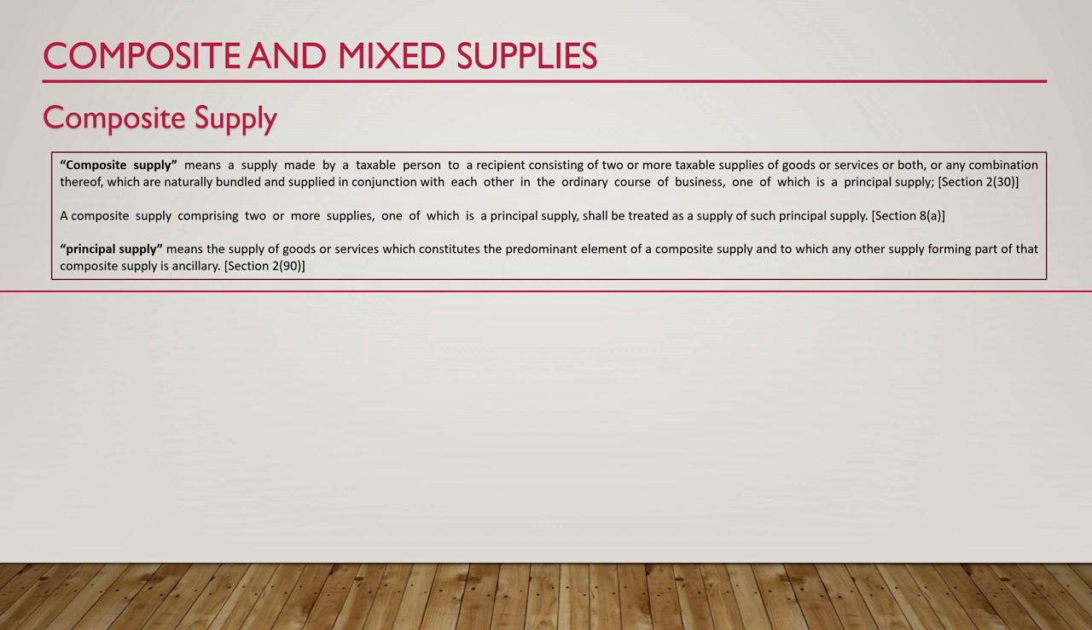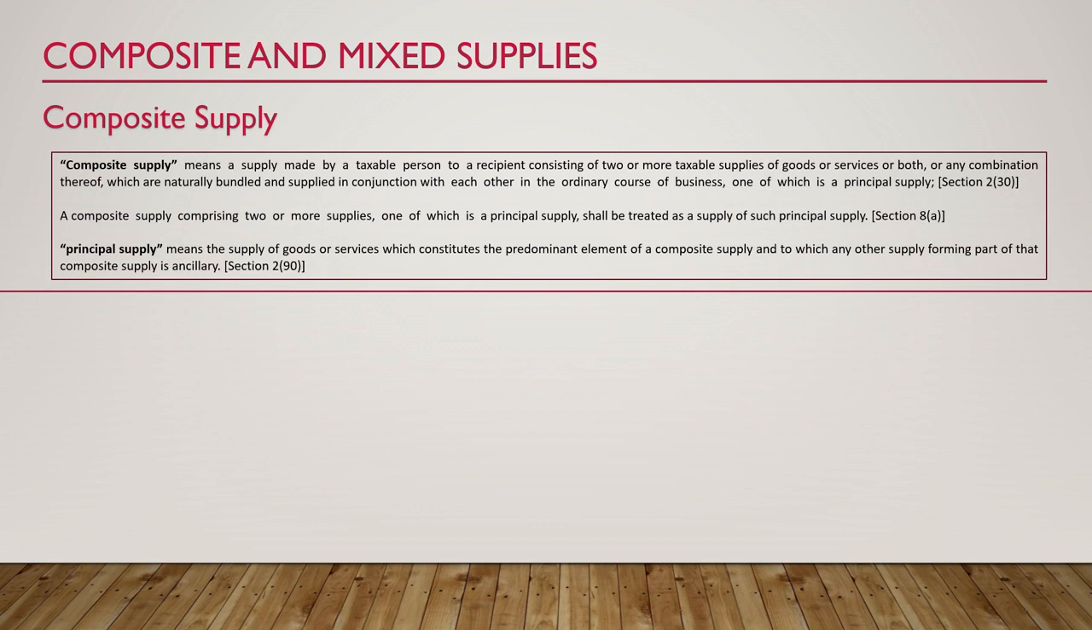When this happens, and this generally happens as a normal business practice all over the world, whenever a manufacturer sells any product, they provide an inbuilt manufacturer's warranty for a certain minimum period, 1 year or 2 years or 6 months as the case may be. This is in the ordinary course of business and supplied in conjunction with each other. That is, one supply is related to another. The warranty is related to the TV. In conjunction with each other, they are supplied as a natural bundle. This transaction is a composite supply. That is what it means.